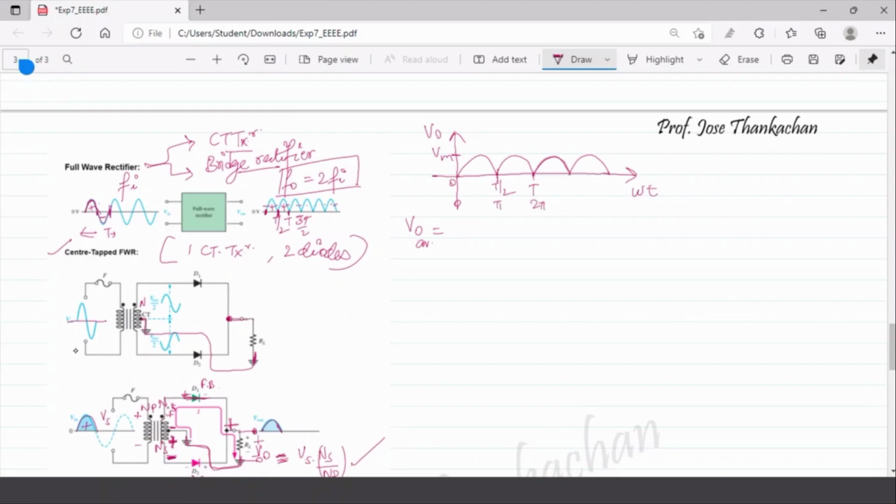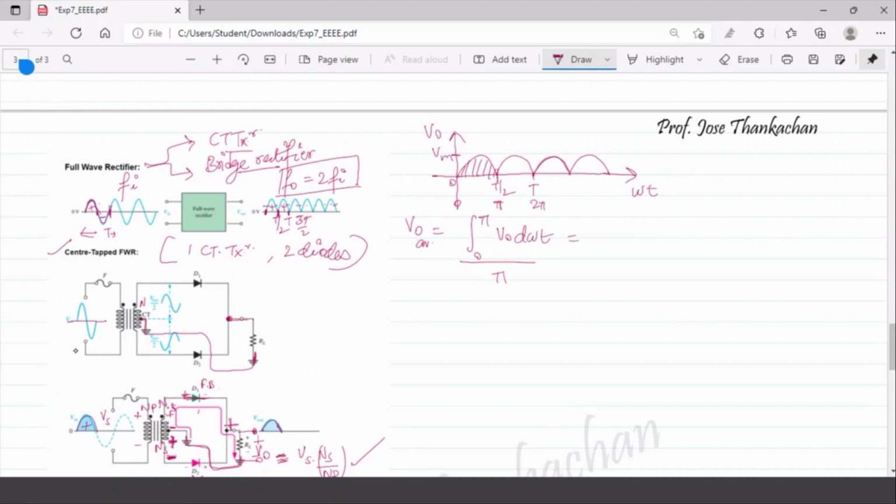So average value is area under the curve, only for the time period. But here the time period is not 2 pi. The time period is only pi, because after every pi radians the output voltage is basically repeating itself. So integration of 0 to pi, whatever that function is, V naught d omega t divided by the total time period here, which is pi, from 0 to pi.